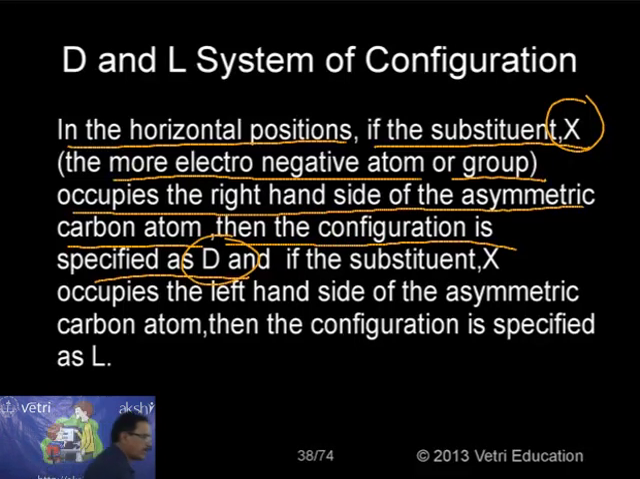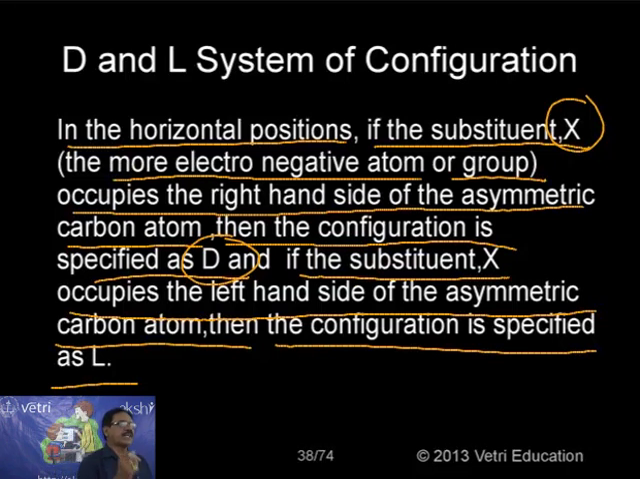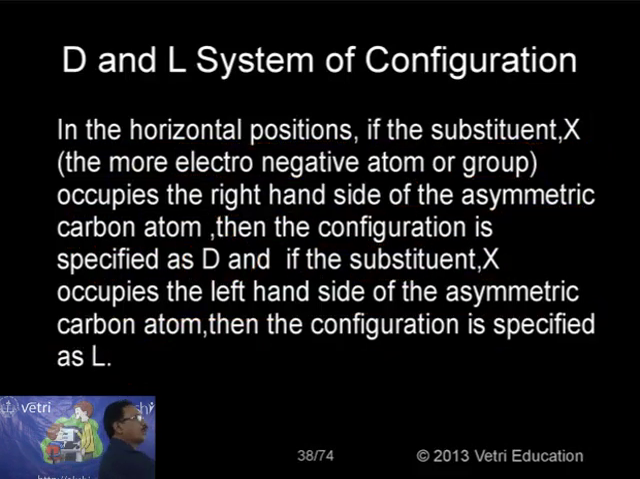Conversely, if the more electronegative atom or group X occupies the left-hand side of the asymmetric carbon atom present in the chain, then the configuration is specified as L. This is the most important information. So D we apply where X is on the right-hand side of the lowermost asymmetric carbon atom, and we assign capital L if the electronegative atom or group is on the left-hand side. Let me explain with a suitable example so you can understand.